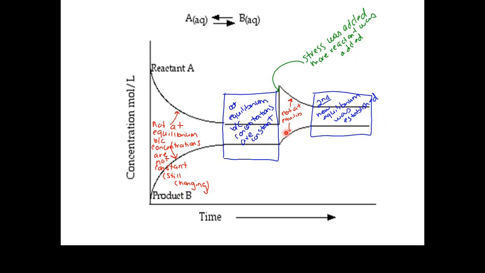So add away, I actually end up creating more product, and then a second new equilibrium is established. Since I added more A, I will in turn also get more B. Graphs make it much easier to understand and describe equilibrium.